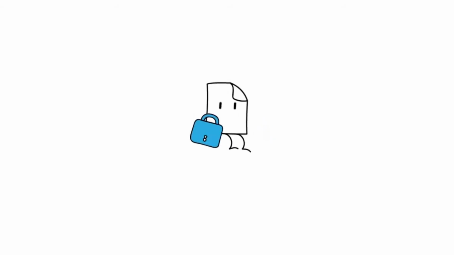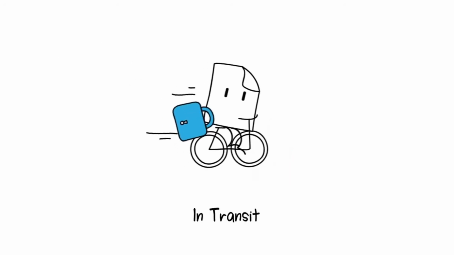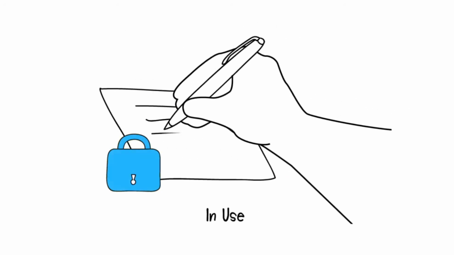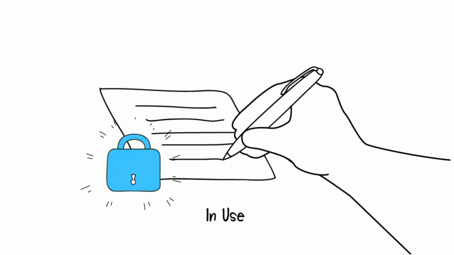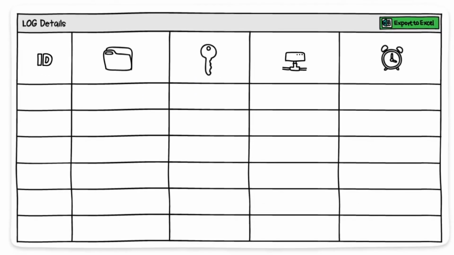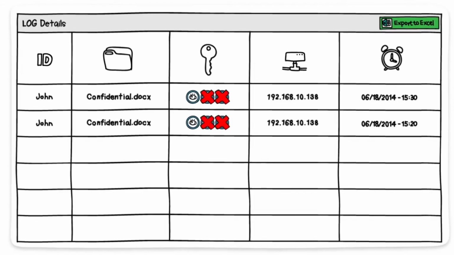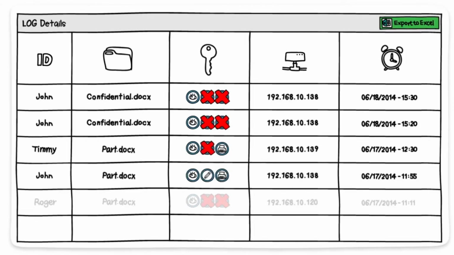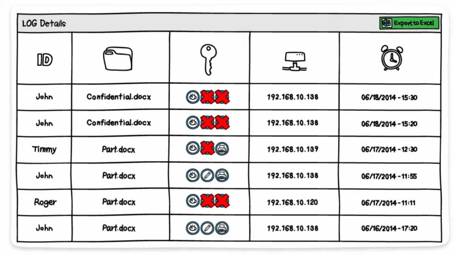So how persistent is Fasoo data-centric security? Once applied, the protection travels with the document, wherever it goes. Whether at rest, in transit, or even in use. This way, all ECM documents are protected persistently and continuously. What about audit trail of ECM documents? All user or file activities are collected and managed in real time. This allows administrators to monitor and trace the activities of ECM documents.